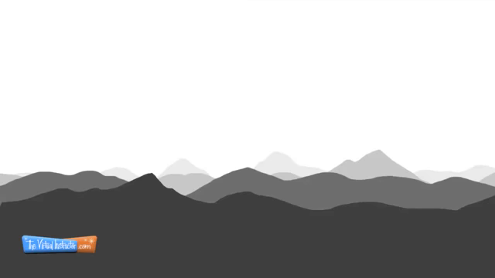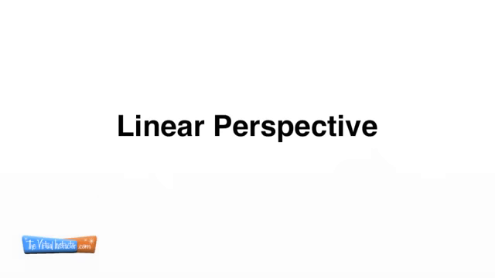The 6th way to create the illusion of space on a two-dimensional surface is through linear perspective. There are 3 different forms of linear perspective. We'll discuss 2 of the 3 here. The 3 types of linear perspective are 1-point perspective, 2-point perspective, and 3-point perspective. Let's begin by taking a look at 1-point perspective.